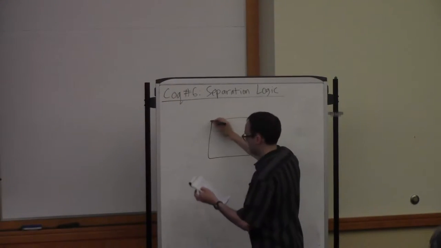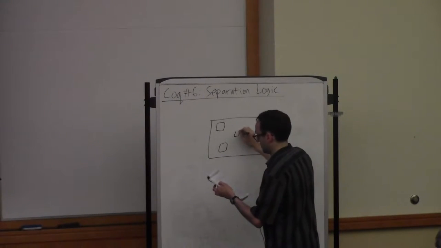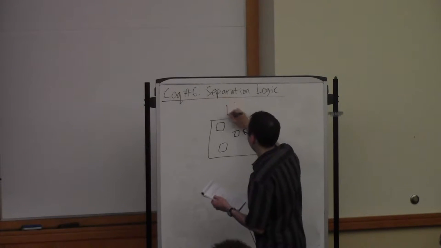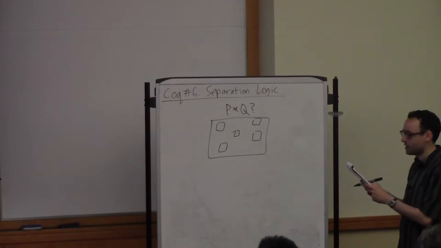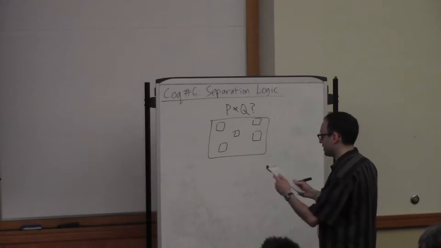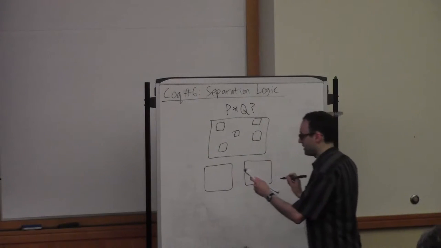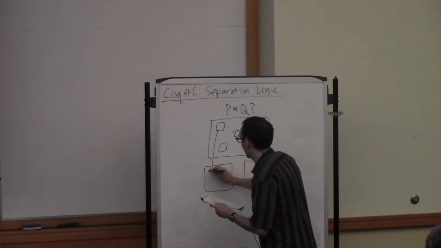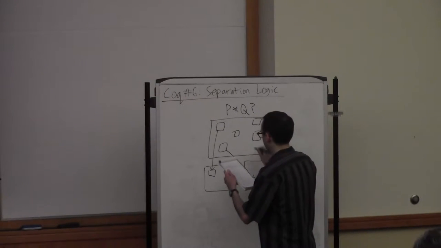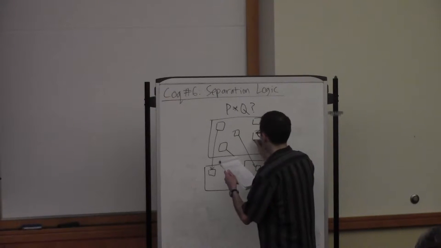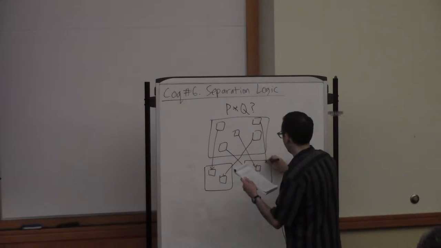All right, so here's a heap. It has all these little memory addresses in it in various positions. And we're asking the question, does this heap satisfy the predicate P star Q? And when exactly is that true? It's true when we can partition the heap into two subheaps. And every one of these memory addresses is going to go into exactly one of the two partitions. So let's say this one goes here, and this one goes here. And I'll put this one on this side. And this one I'll put on this side. And let's say this one goes here.